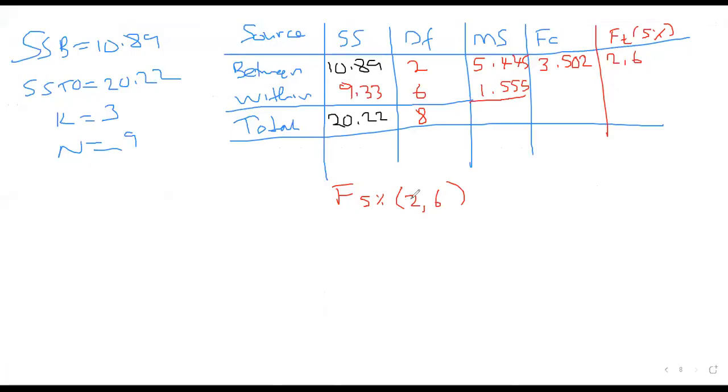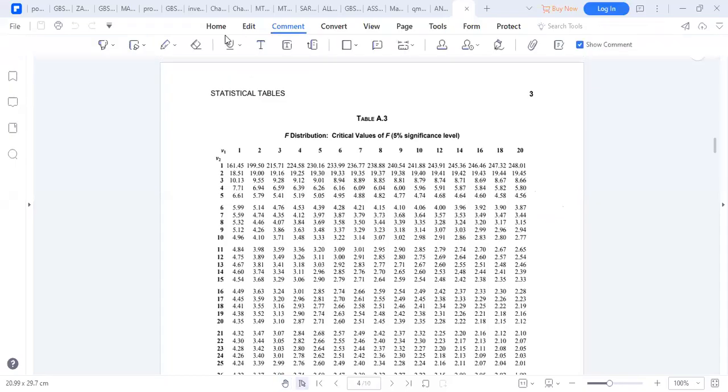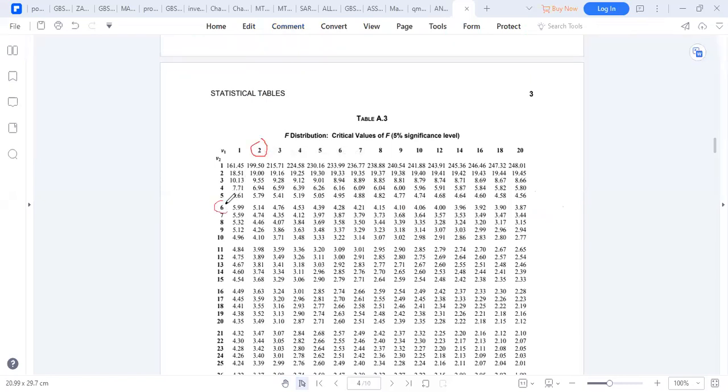2, 6. So what it means is the 2 should come in the horizontal. So this is for the treatment, and this for the horizontal. So 2, 6, where they meet, that is where the reading is. So we'll go into the table here. 2 is coming on top, and 6 from the horizontal, where they're meeting. What is the reading? 5.14.